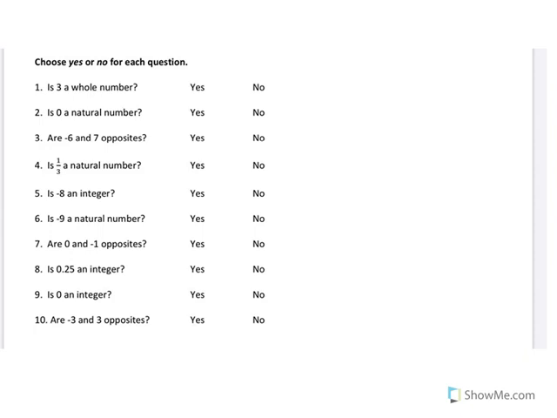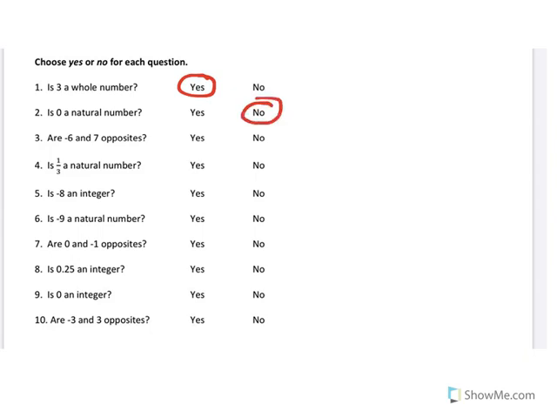Here are some options that we have. Here's some situations we want to identify if these statements are factual. Is 3 a whole number? Yes. We define whole number as the natural numbers, also the counting numbers, and 0. 3 is a whole number. Is 0 a natural number? Well, no. Natural numbers started at 1 and go up, so 0 is not a natural number.